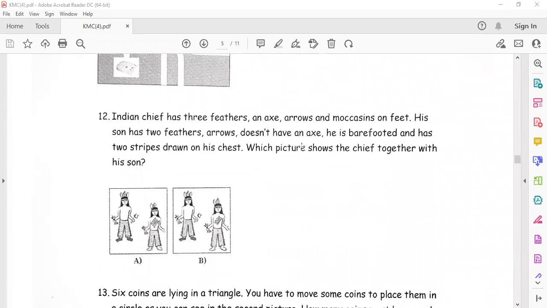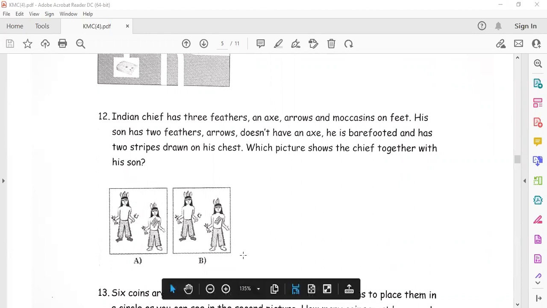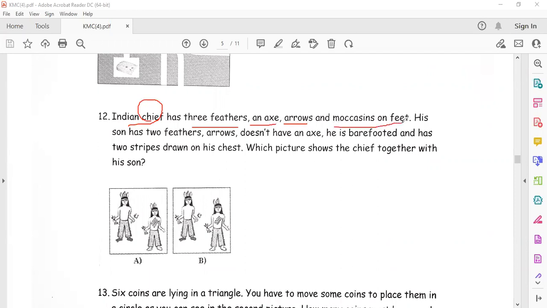Number 12, okay? Indian chief has 3 feathers. So they have some description here. There's 2 pictures here. Over here, one person, down there, another person, on the left and the right. So they say that the Indian chief has 3 feathers, an axe, arrows, and moccasins on his feet, which means this, all right? So this is the one on the feet, the moccasins on the feet, and then 3 feathers. So you can see 3 feathers. All right, so 3 feathers is fulfilled.